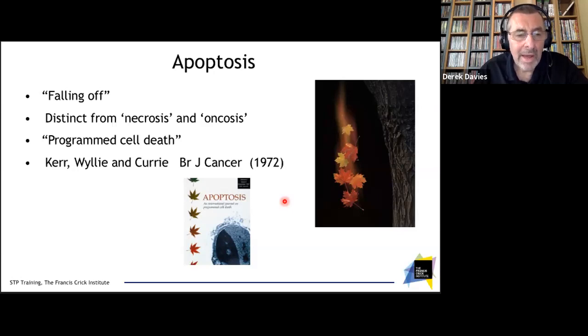And although apoptosis has been around for millennia, it's a very evolutionary conserved process. It's only really since the early 70s, in this classic paper from Andrew Wyllie and his colleagues, that it's been studied. And of course, it's been studied in many ways. Flow cytometry is just one of those.